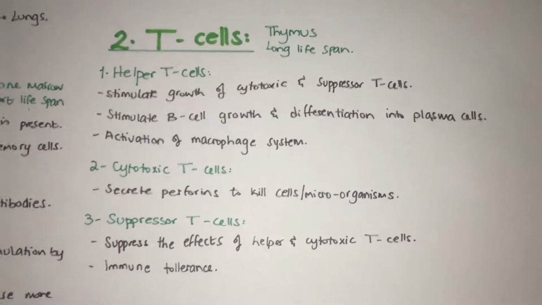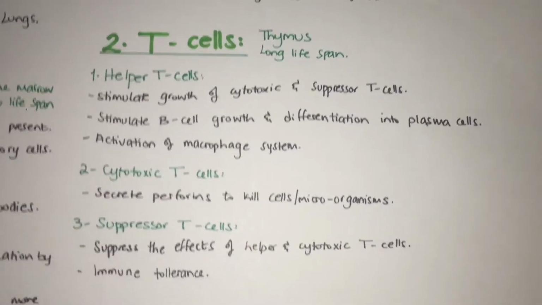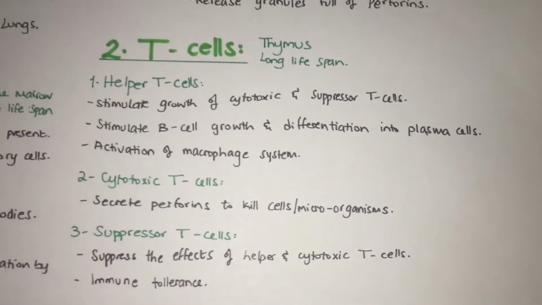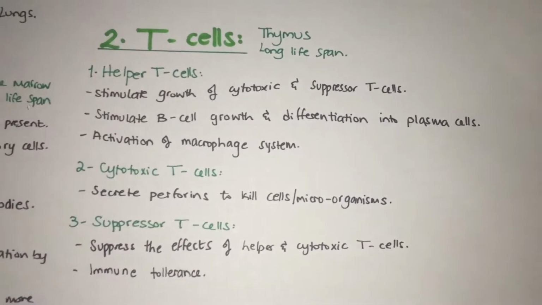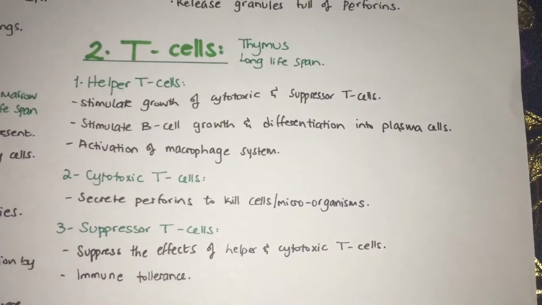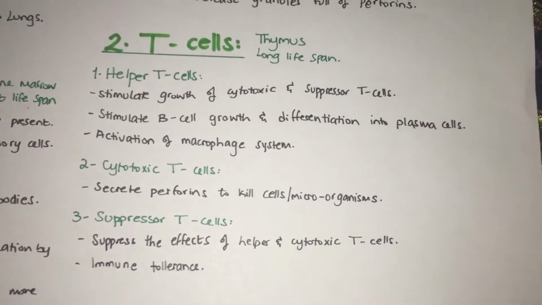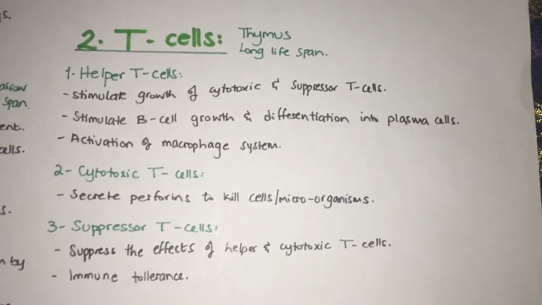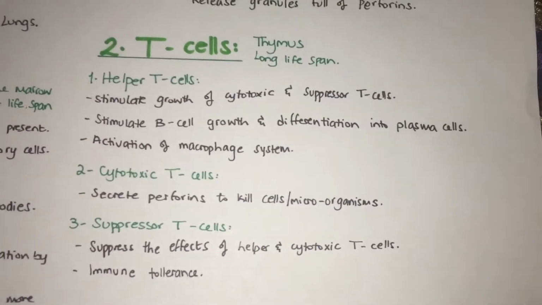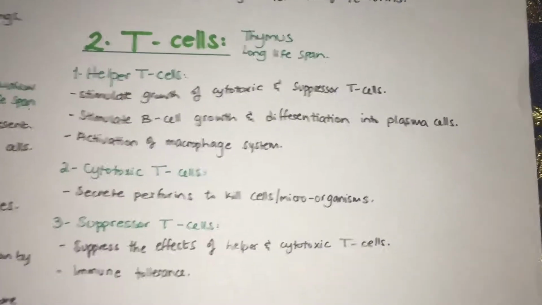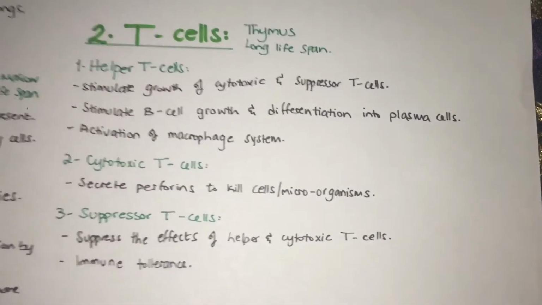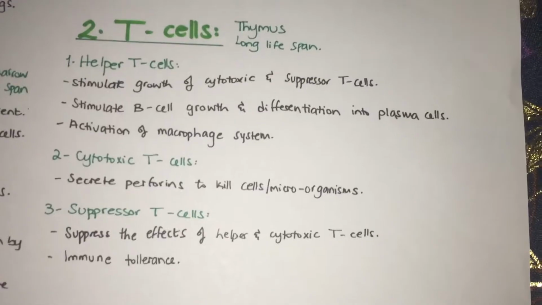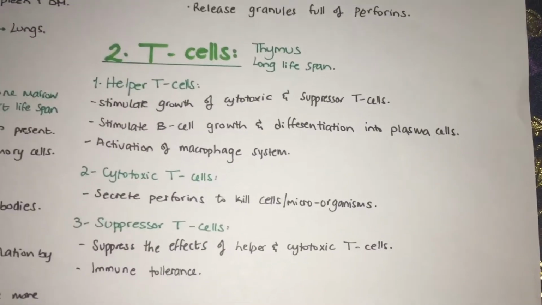We have three types of T cells. We have helper T cells, cytotoxic T cells, and suppressor T cells. I'll start by talking about the helper T cells. Helper T cells help the functions of the cytotoxic and the suppressor cells. The first function is that they stimulate the growth of the other two cells. They also stimulate the growth of B cells, and they help with the differentiation of B cells into plasma cells, which we will be talking about in a bit. They also activate the macrophage system, so the helper cells help the macrophages get freed and attack.